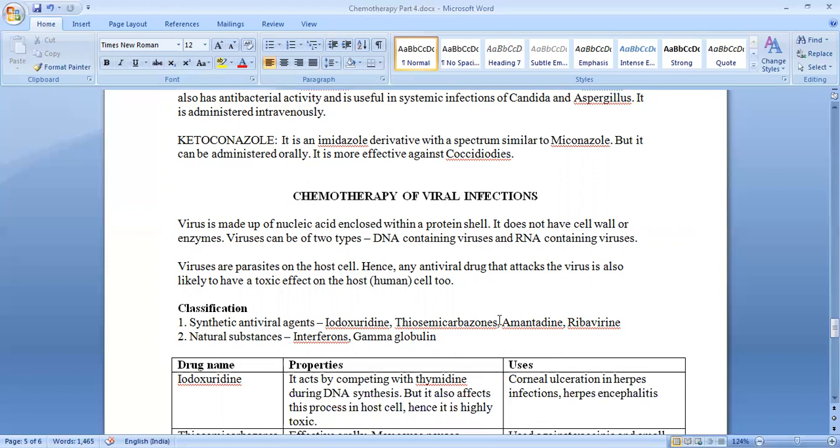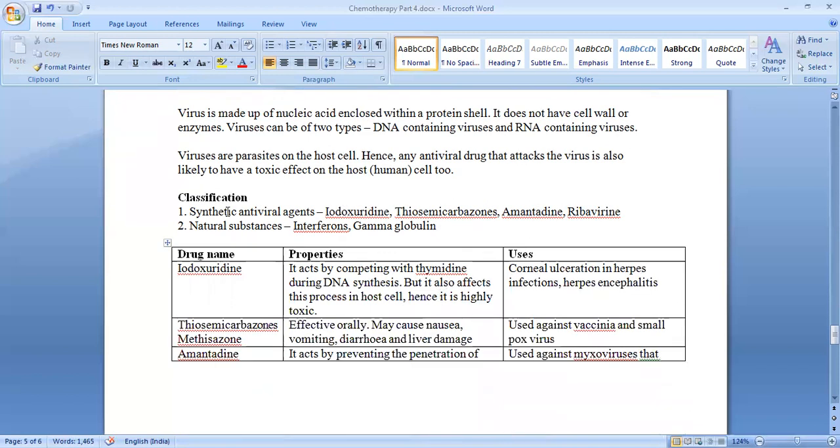So whenever that was being used, there were quite a few toxic effects that were produced. That is the reason, because these antiviral drugs are not able to selectively attack only the viral DNA and RNA. They will attack the human cell DNA, RNA also. So, classification of antiviral agents.